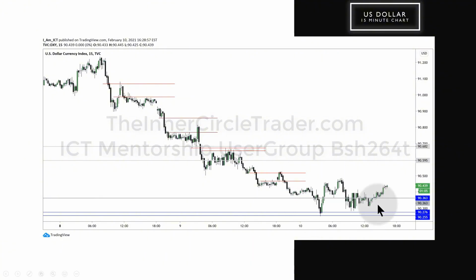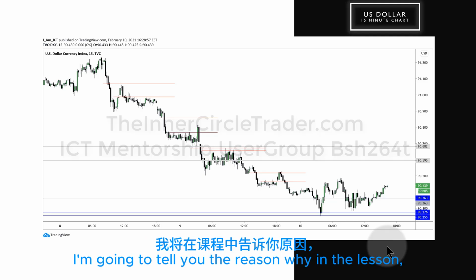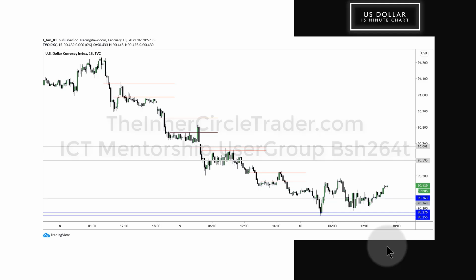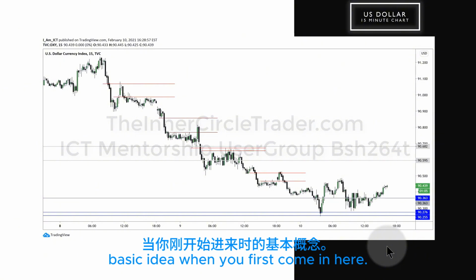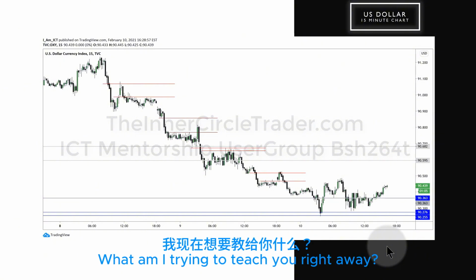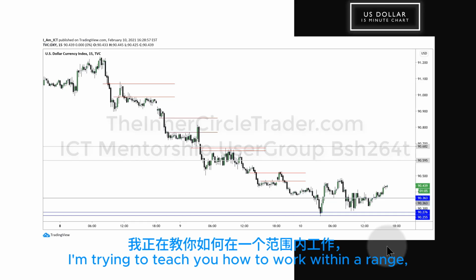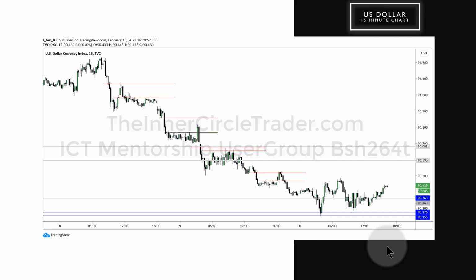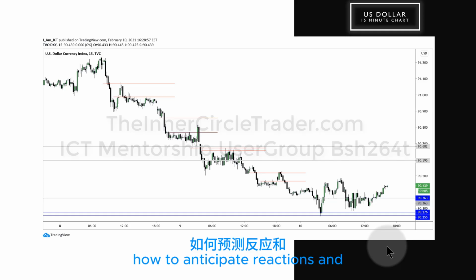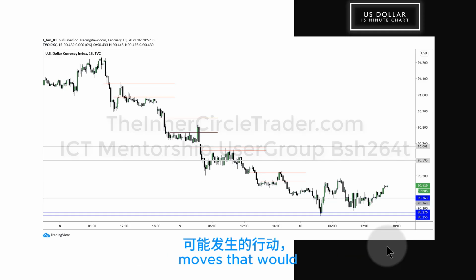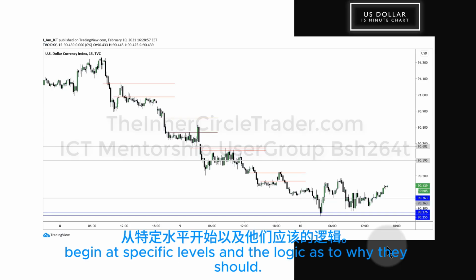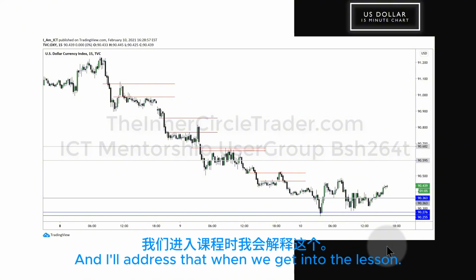And we're just consolidating. Now, it's not important to know going forward if there's any more movement for this week. And I'm going to tell you the reason why in the lesson, but it's important you understand the basic idea when you first come in here. What am I trying to teach you right away? I'm trying to teach you how to work within a range, how to identify a directional bias, how to anticipate reactions and moves that would begin at specific levels, and the logic as to why they should. And I'll address that when we get into the lesson.